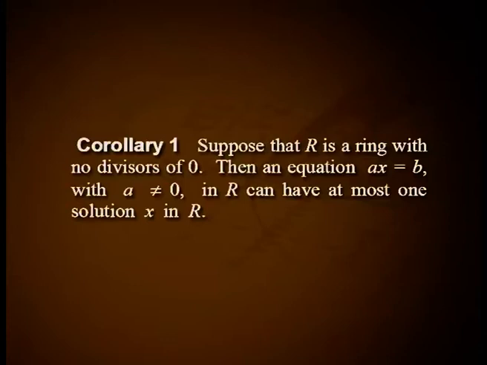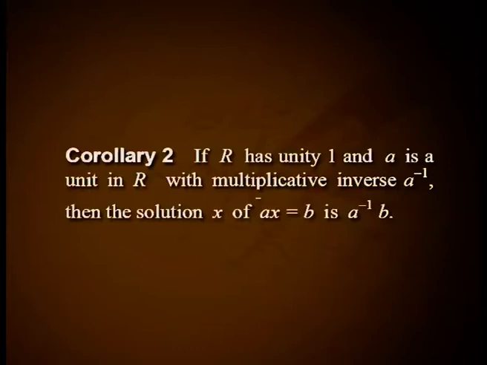Corollary 1. Suppose that R is a ring with no divisors of 0, then an equation A into x equal to B with A not equal to 0 in R can have at most one solution x in R. Proof. If A into x1 equal to B and A into x2 equal to B, then A into x1 equal to A into x2, and hence by the cancellation law, which is possible by Theorem 2, it follows that x1 equal to x2. Corollary 2. If R has unity 1 and A is a unit in R with the multiplicative inverse A inverse, then the solution x of Ax equal to B is A inverse into B.